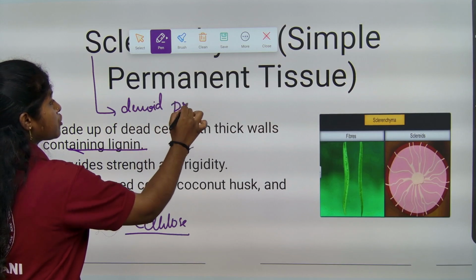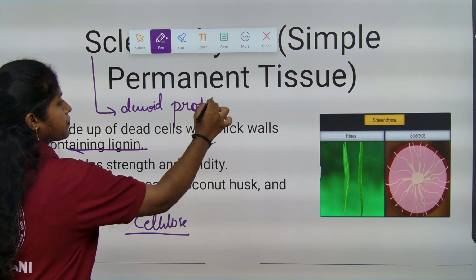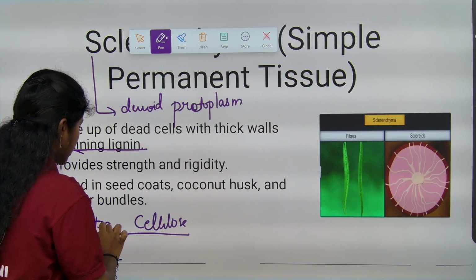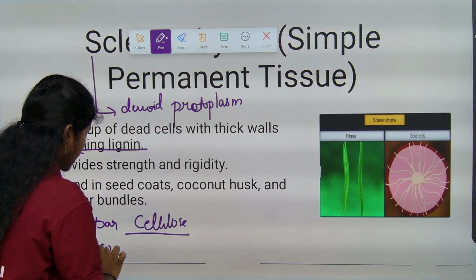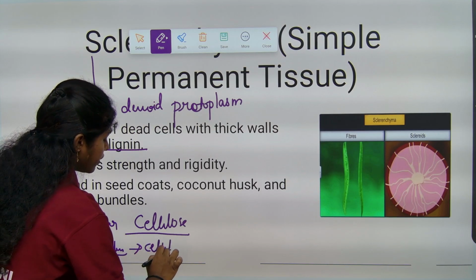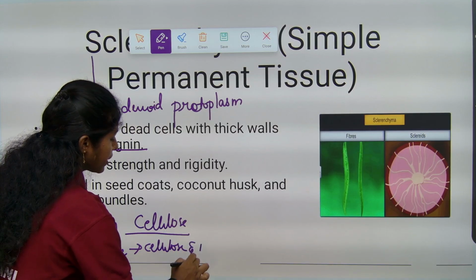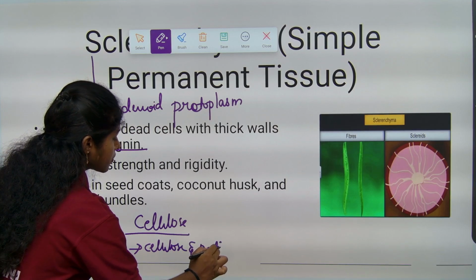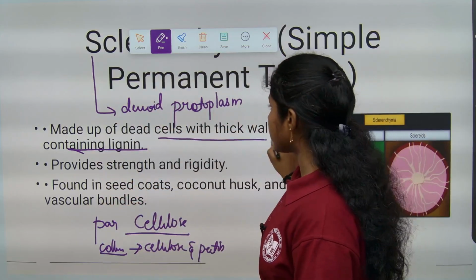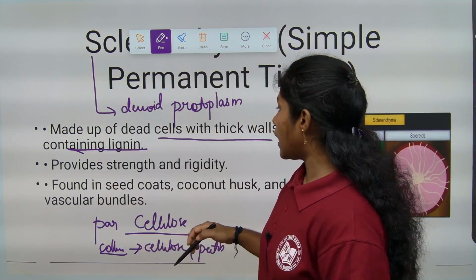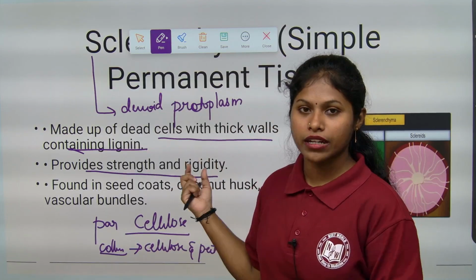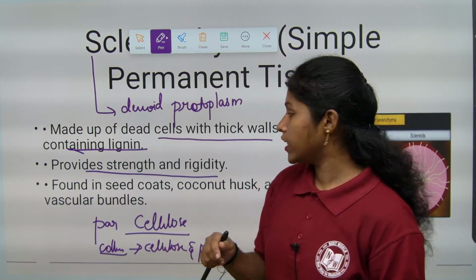As it is a dead tissue, there is no protoplasm. Parenchyma has cellulose, and collenchyma has pectin with cellulose. Coming to the sclerenchyma, it is made up of thick walls containing lignin. It provides strengthening and rigidity, and it is also involved in bark formation, children. That is why it gives rigidity and strength.